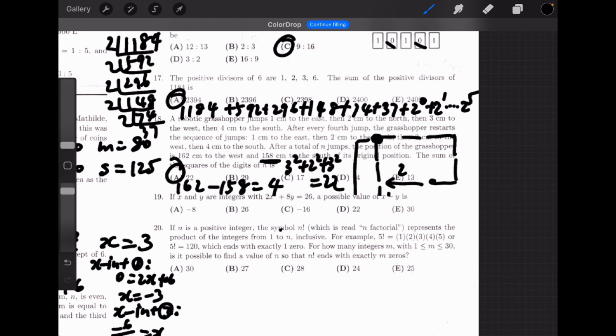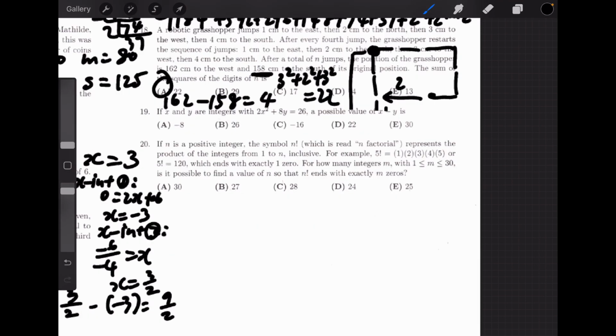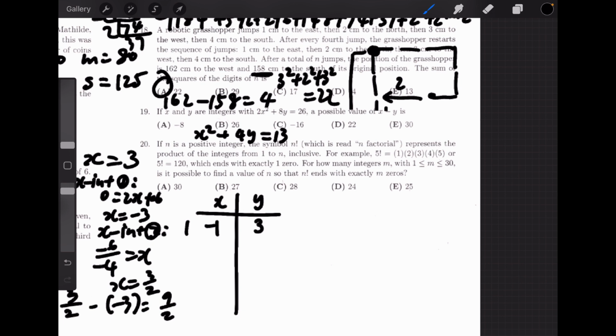Okay. Number 19. If x and y are integers with 2x plus 8y equals 26, a possible value of x minus y is? Alright, so if we take out 2 from all the terms in the equation, we'll get x plus 4y equals 13. And if we plug in different numbers, start with 1 and -1, we get the same y, and this would be 3. However, -2 is not one of the options, so let's just keep going.